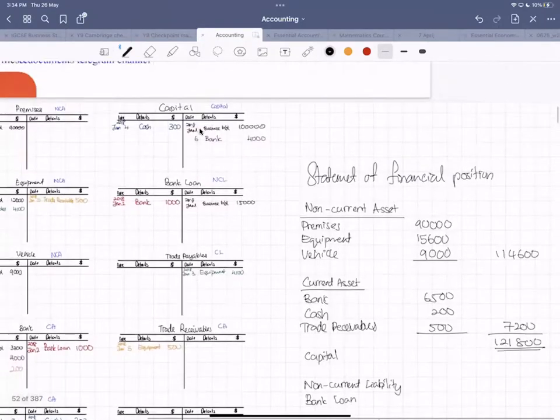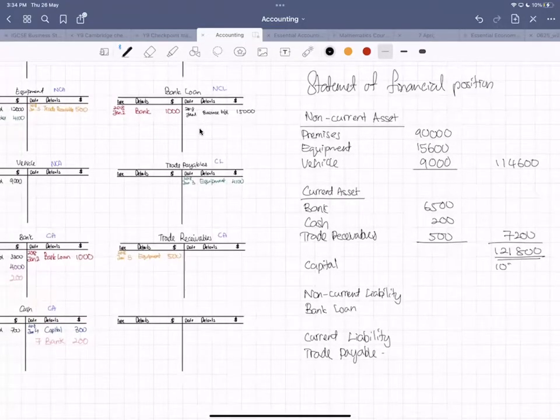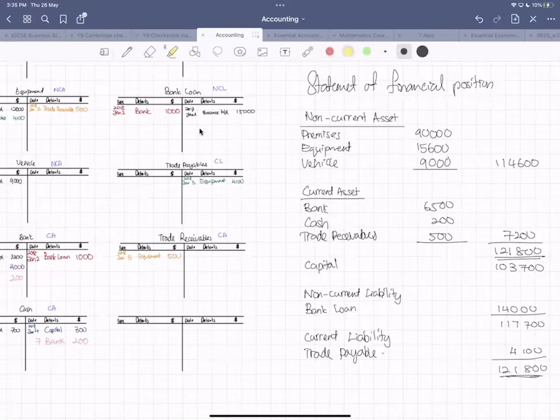And then let's go to capital. Capital is 104,000 minus 300. 103,700. And then our bank loan is 14,000. So I'm just going to put it here. So we're going to add it at 14,000. 117,700. Trade payable is 4,100. Add them together, 121,800. So you can see when these two numbers are the same, we are in the clear and we have done everything correctly.